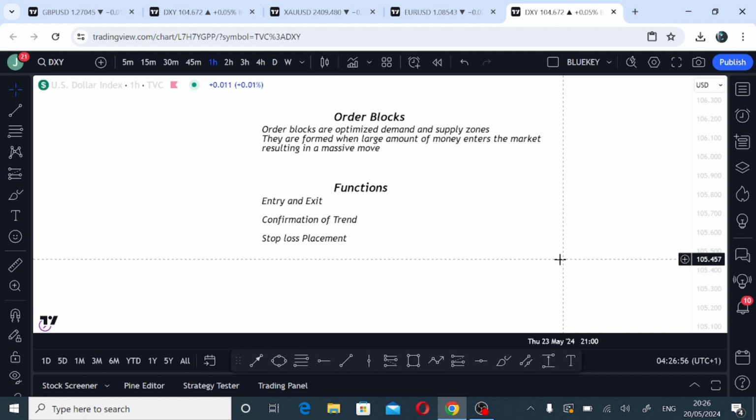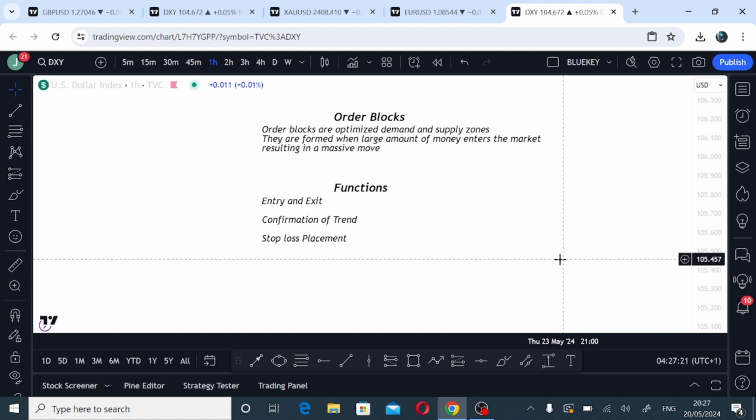We also use it for stop loss placement. If you're entering a trade, you want to have your stop loss order just above or below the order block, depending on the side of the market that you are on. You're not going to be using a stop loss inside or in between an order block. It should be above or below the order block, right? So let's get into the market and see what the order block actually looks like.